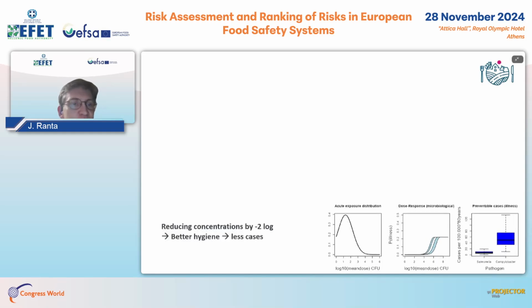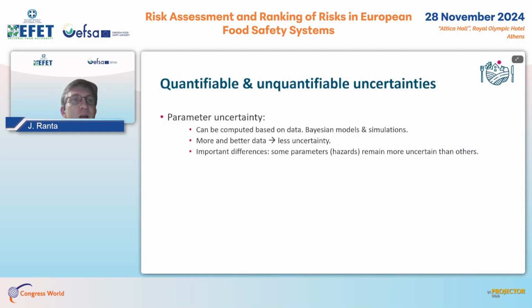And then you could also do some other scenarios by reducing the concentration of the microbiological hazards by -2 logarithms. So that would mean that there is better hygiene, and then of course you would again get fewer cases, and you can play with these assumptions in this calculator, and so basically combine the quantifiable and unquantifiable uncertainties in these calculations. So quite many things can actually be quantified about the uncertainties.